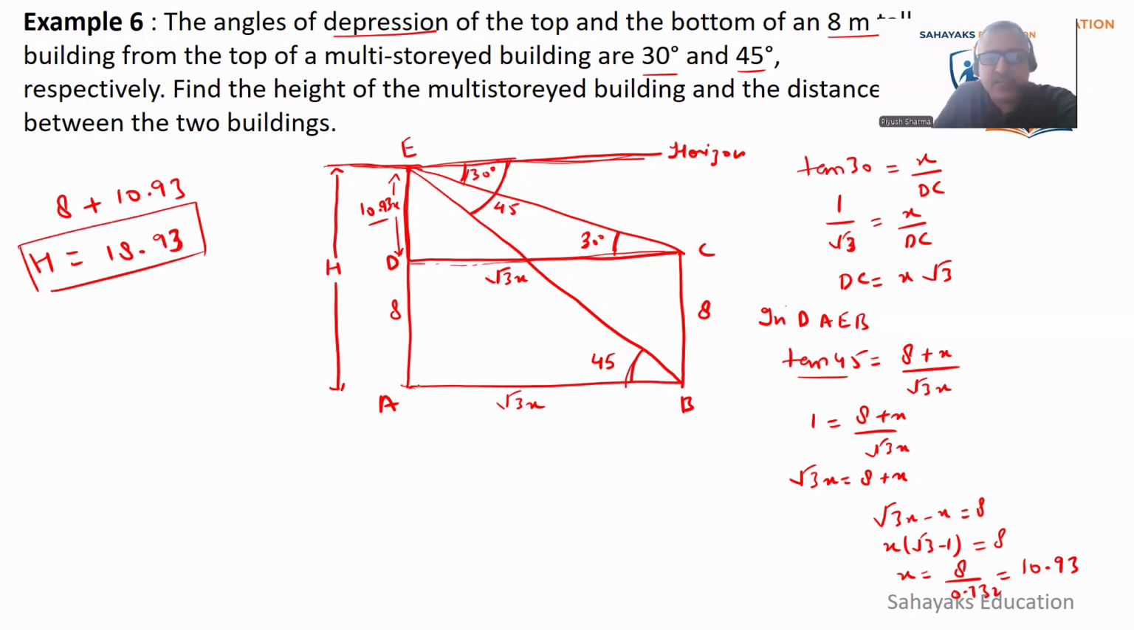And we have to find the value of AB. AB comes out to be root 3 into x, that is 1.732 multiplied by 10.93, which comes out to be somewhere around 18.93. So this was 18.93 meters.